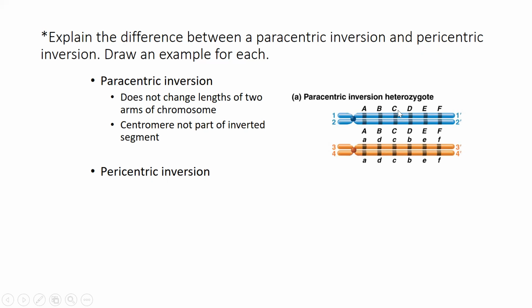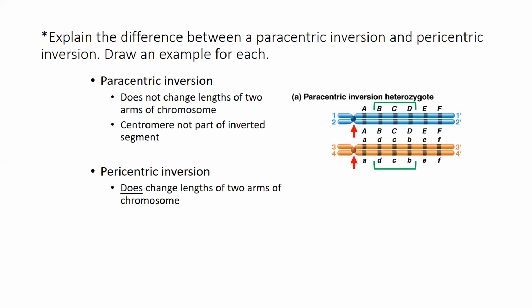Okay, so it's like here, away from the centromere. In this case, you have BCD. Here you have DCB, right? And it's away from the centromere. So that is paracentric. Pericentric, so that's away. So yeah, BCD, DCB, everything switched around.